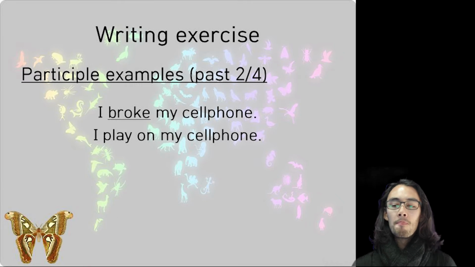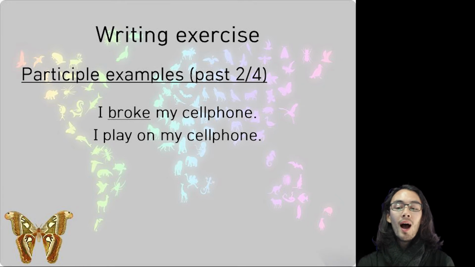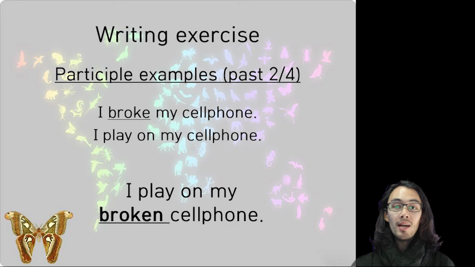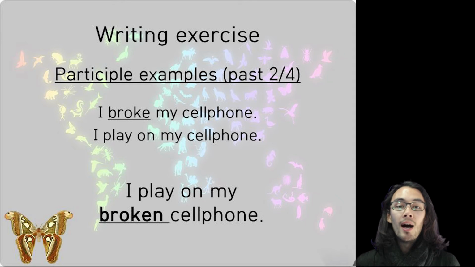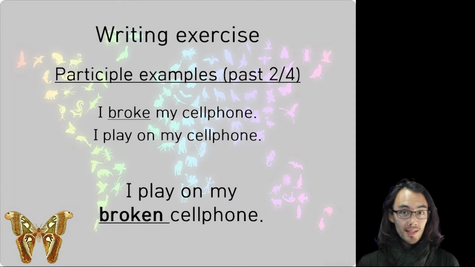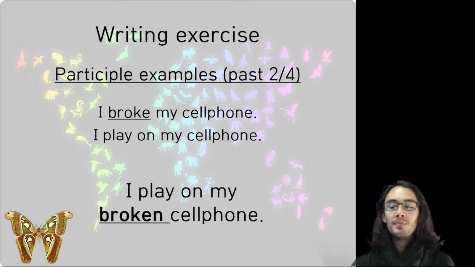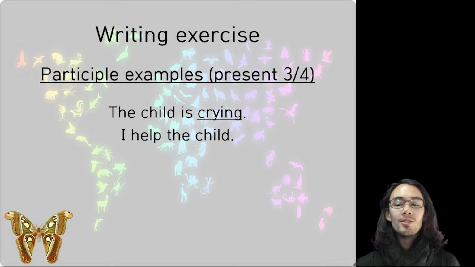Okay. The next one, I broke my cell phone. I play on my cell phone. And to make it shorter, we describe the cell phone by saying, I play on my broken cell phone. So you can see how to break something is now describing the cell phone, so it's become an adjective, and that's the participle.